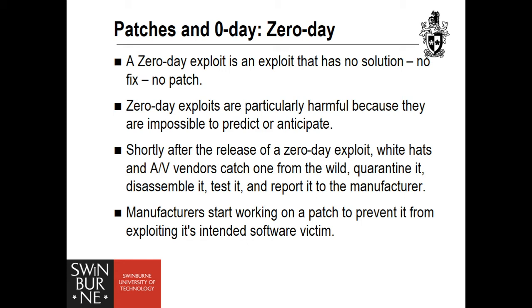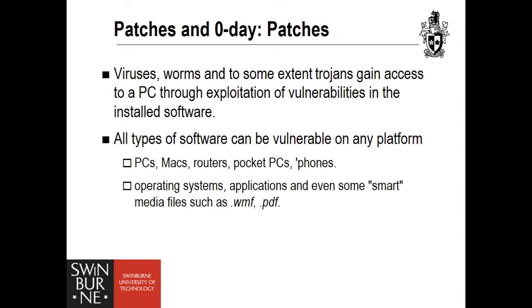A 0 day exploit is an exploit that has no solution. 0 day exploits are particularly harmful because they are impossible to predict and anticipate. Shortly after release of a 0 day exploit, white hats and antivirus vendors catch one from the wild, quantify it, disassemble it, test it, and report it to the manufacturer. Manufacturers start working on a patch to prevent it from exploiting its software victims.